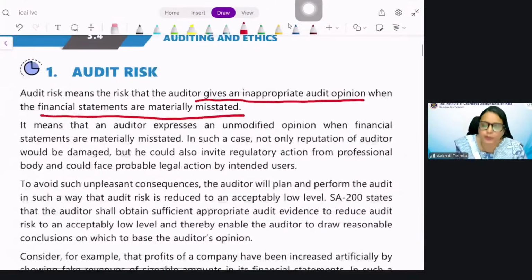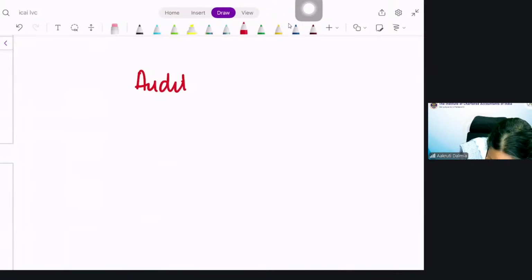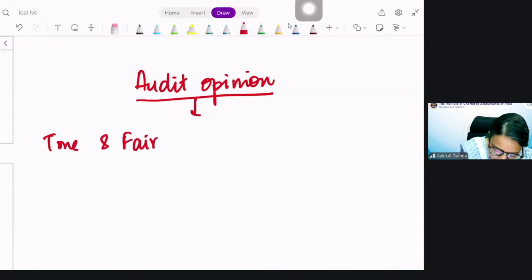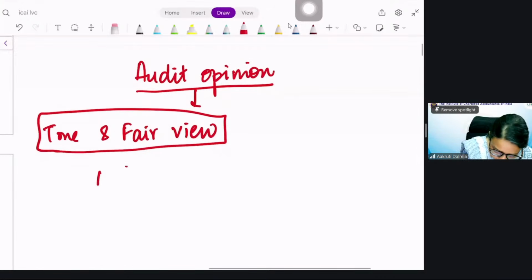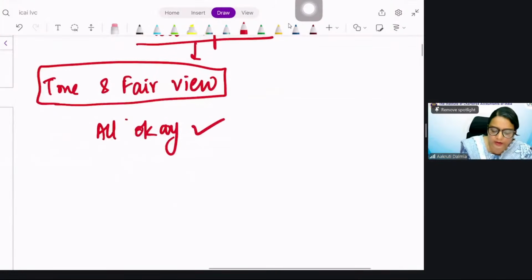So I'll tell you a little bit about the opinion that we can give. Pay attention. Let me give you a small example of audit opinion. As an auditor, when I audit the financial statements of an entity, I can give something called a true and fair view. Have you heard this? I might have explained it to you previously. When giving an audit opinion, we usually don't say true and correct. We say true and fair. If all is okay, which means I did not find any material misstatement, I'll give true and fair.